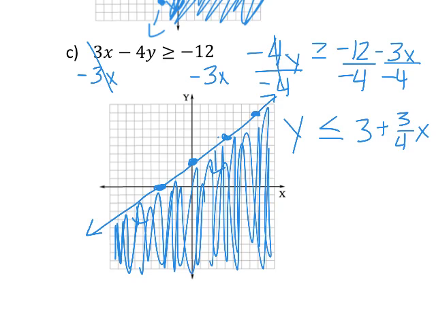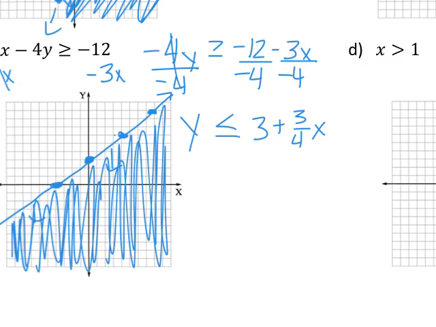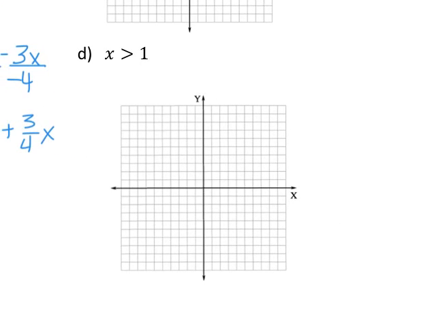Okay, I do want to take a second and look at a special case line. So scroll over to D. And remember, a special case line is a special case because it only has an x or a y in it. Since this one only has x, I can only plot a point on the x-axis at 1.